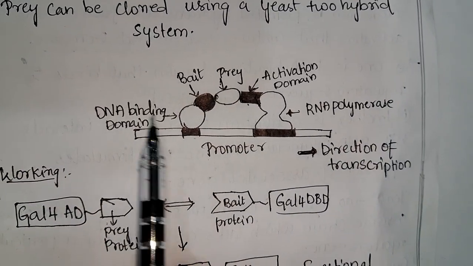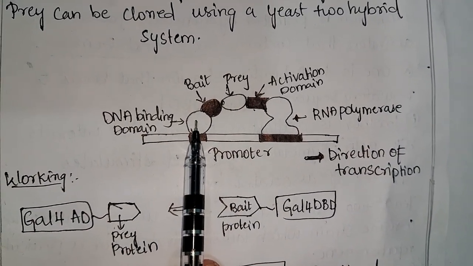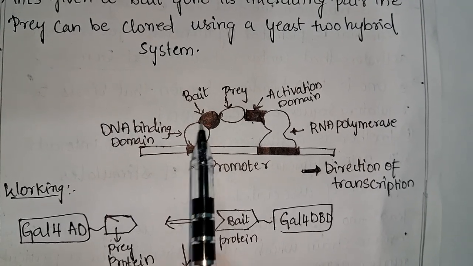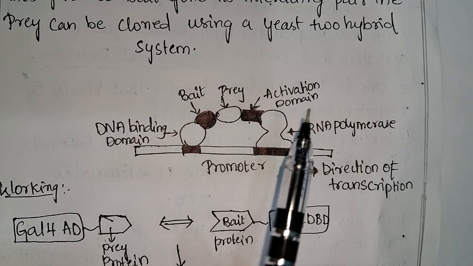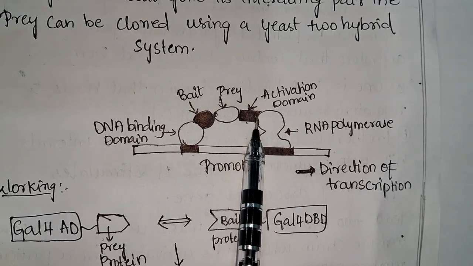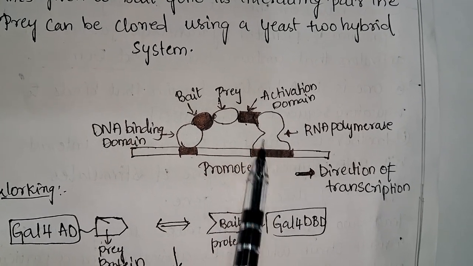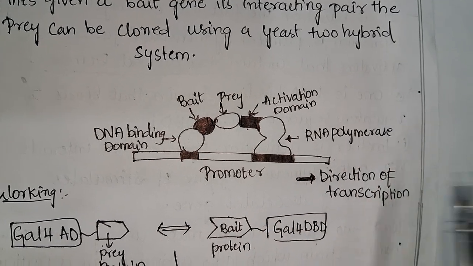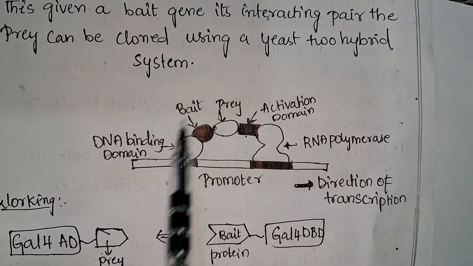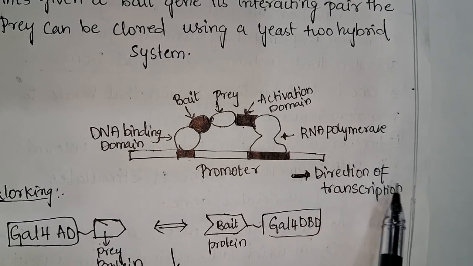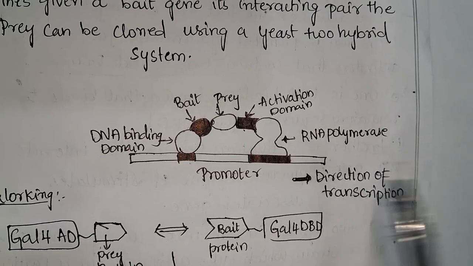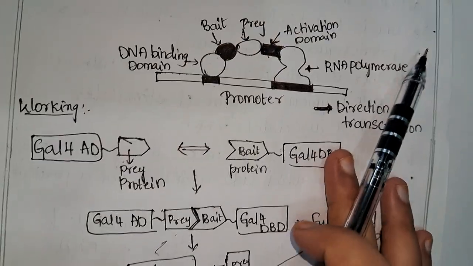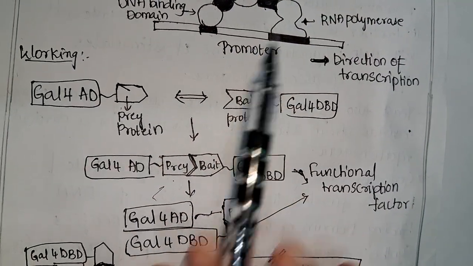See, this is the diagram. Here you can see the DNA binding domain, and the bait is attached to it, and the prey is interacting with the activation domain, and the activation domain is attached with the RNA polymerase. When this whole process occurs, transcription will turn on, and the transcription will go on. Now we'll see how it works.